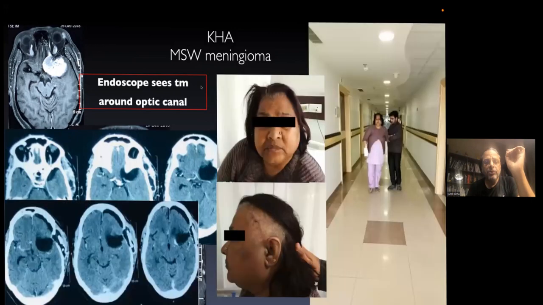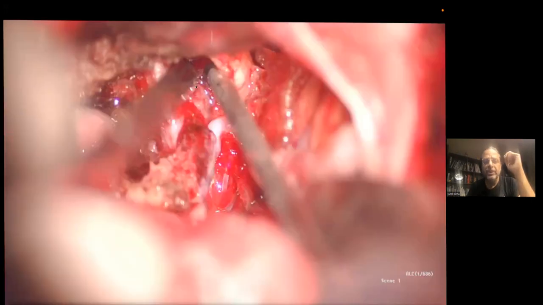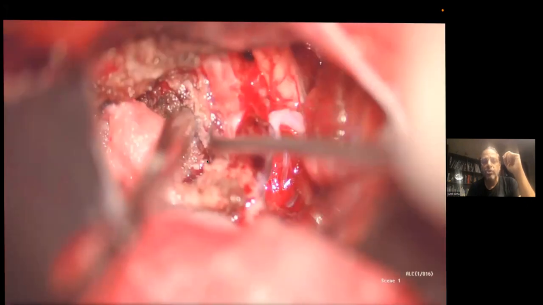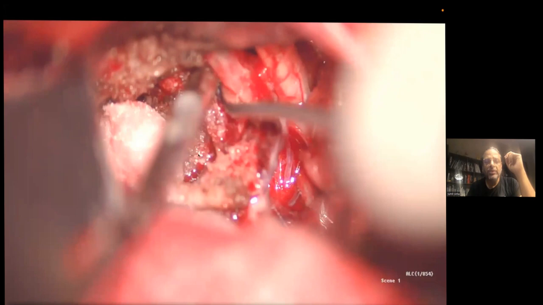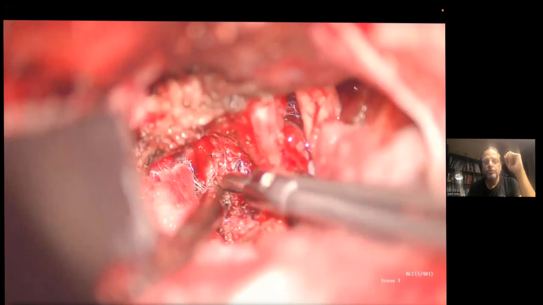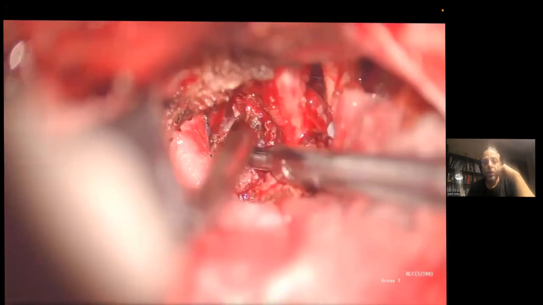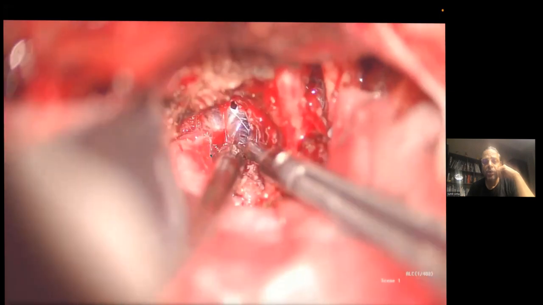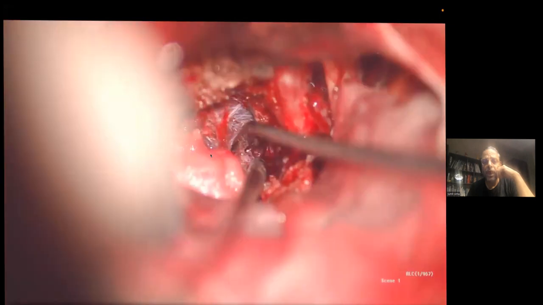This is the tumor tissue, which is very, very densely adherent to the carotid artery. You can see over here, and all this is done through a keyhole approach, and sharp dissection of the tumor tissue, sharp dissection separating the tumor tissue from the optic nerve, and there you see the arachnoid down below, with the posterior communicating artery to be soon seen.